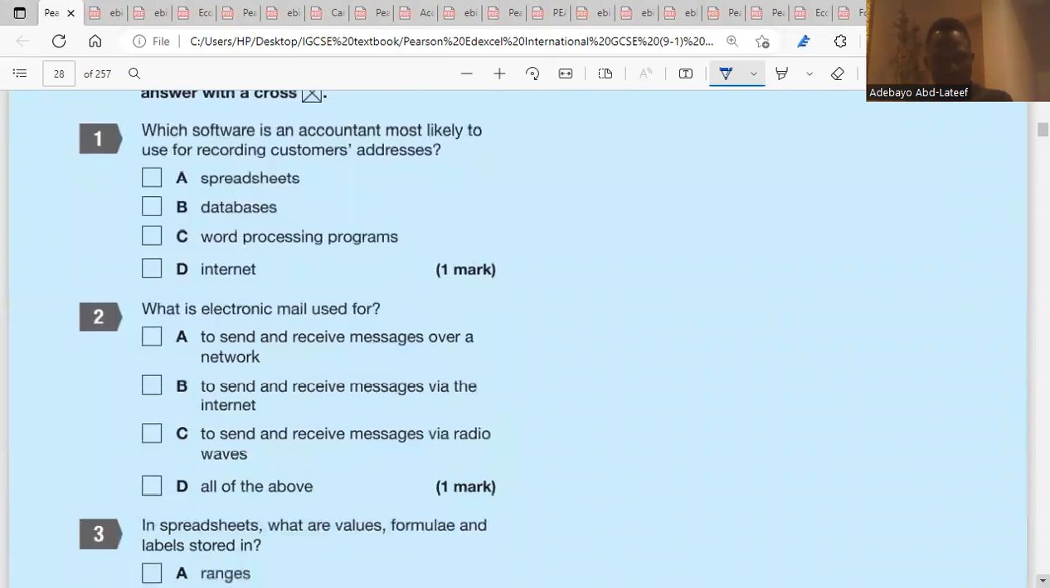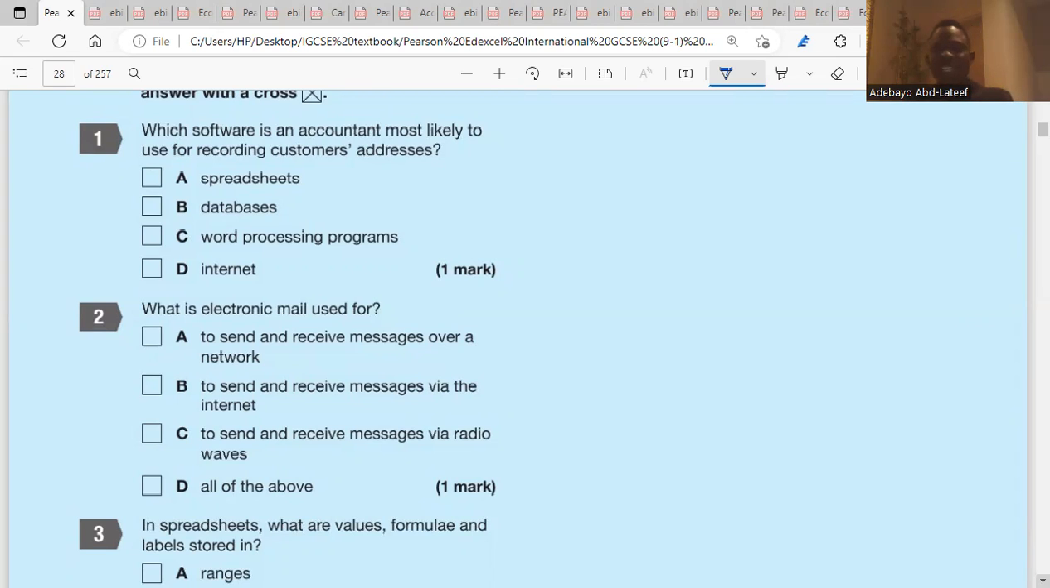Are you there? So the first question says, which software is an accountant most likely to use for recording customers' addresses? Customers' addresses, you need a database. It's data, so it's not just one customer. You have a lot of customers. So you need a database, not for invoices. For invoices, you need spreadsheets. Is it clear? Yes. So it is database, number 1B.